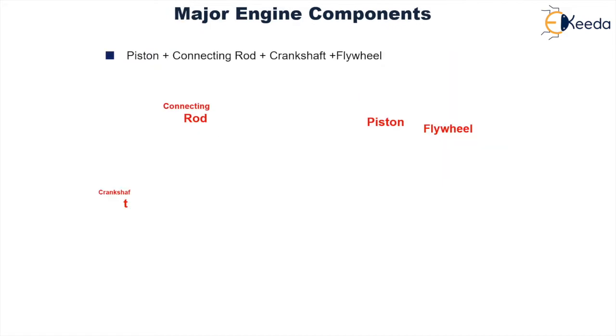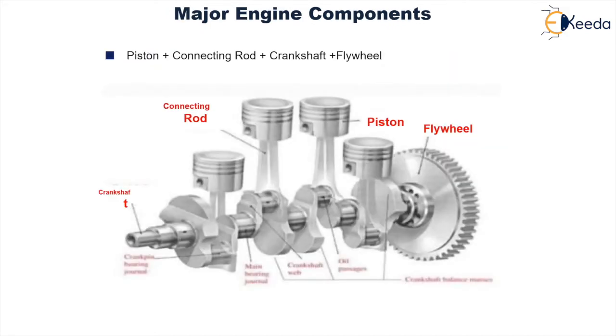Now let us see what happens in all these arrangements. They are assembled together. Which components? Piston, connecting rod, crankshaft, and the flywheel. So this is the piston. It is connected to the connecting rod by means of a piston pin or a gudgeon pin. This is the connecting rod, and it is connected to the crankshaft over here. This is a four-cylinder inline engine type of crankshaft, and this crankshaft is further connected to the flywheel.